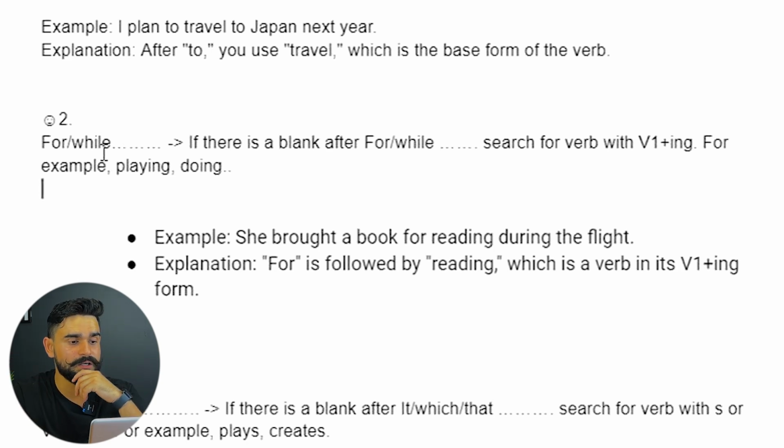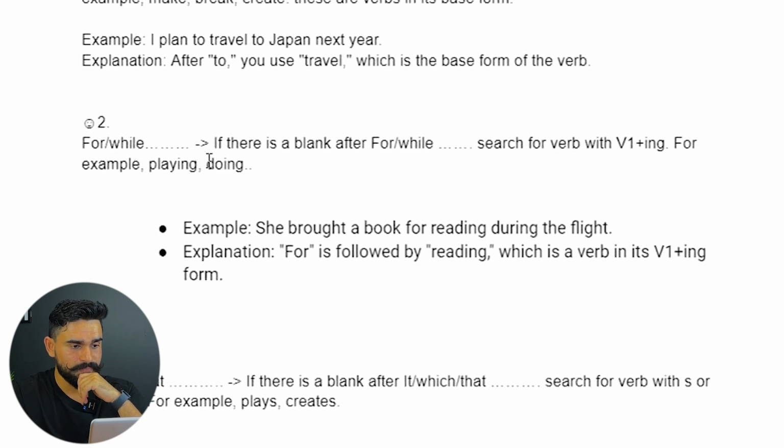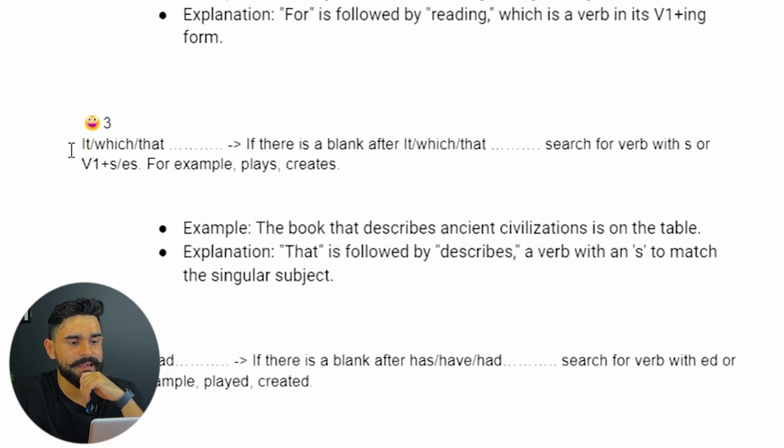Now let's have a look at the third rule, guys. The third rule is, if there is "it", "which" or "that", and there is a blank after that, search for a verb with s, verb V1 plus s, in s and es.